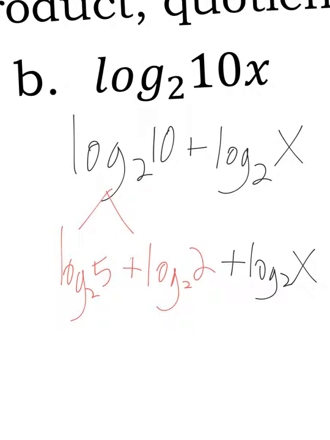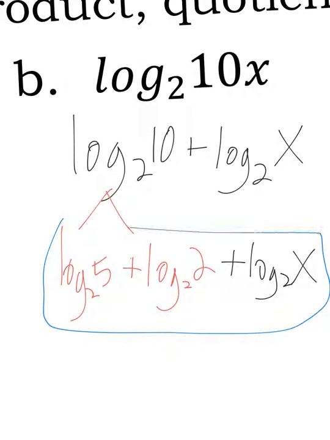It just looks strange because we're dealing with logs, but you've done this before when you're trying to factor problems and you're like, list all the factors of 15. Oh, 15 and 1, 5 and 3. So it's kind of in that ballpark. But this is the most expanded I can get with this, is breaking up that 10 into 5 and 2, and then throwing that x on the side there.